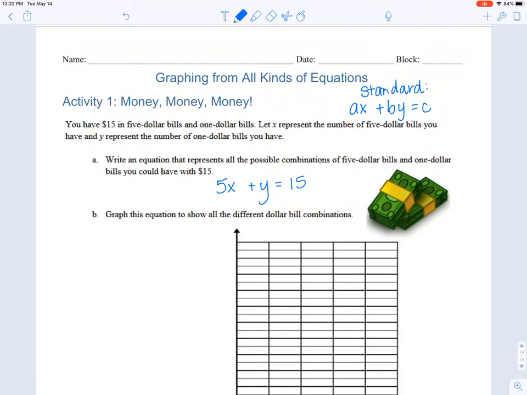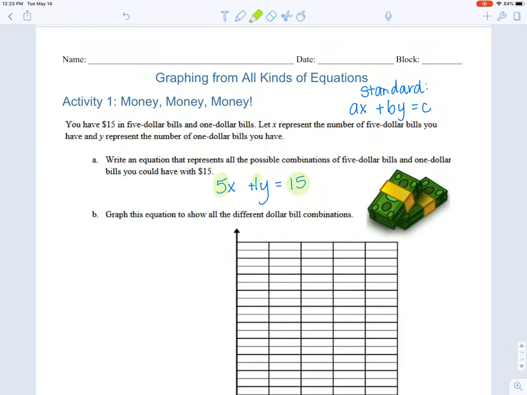Okay? So this 5 represents the amount that each $5 bill represents in dollars. And technically this y could have a 1 in front of it because every dollar bill is going to have a face value of 1. And all of that together needs to equal 15. Okay, and that's how I derive that equation.